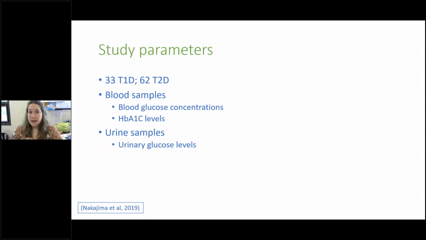33 patients with type 1 diabetes and 62 patients with type 2 diabetes were asked to arrive with an empty bladder to collect blood and urine samples once a month for a year. The researchers measured blood glucose concentrations and HbA1c levels from the blood sample and urinary glucose levels from the urine sample.